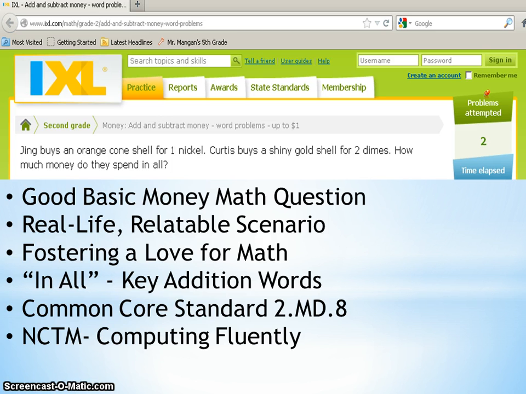And finally, as far as the standards are concerned, it is in line with Common Core Standard 2.MD.8, which deals with working with time and money, and finally the NCTM standard of computing fluently, which deals with the expectation of pre-K to second graders developing and using strategies for whole number computations with a focus on addition and subtraction. And those are the reasons why this is an example of a good basic money math question within elementary.